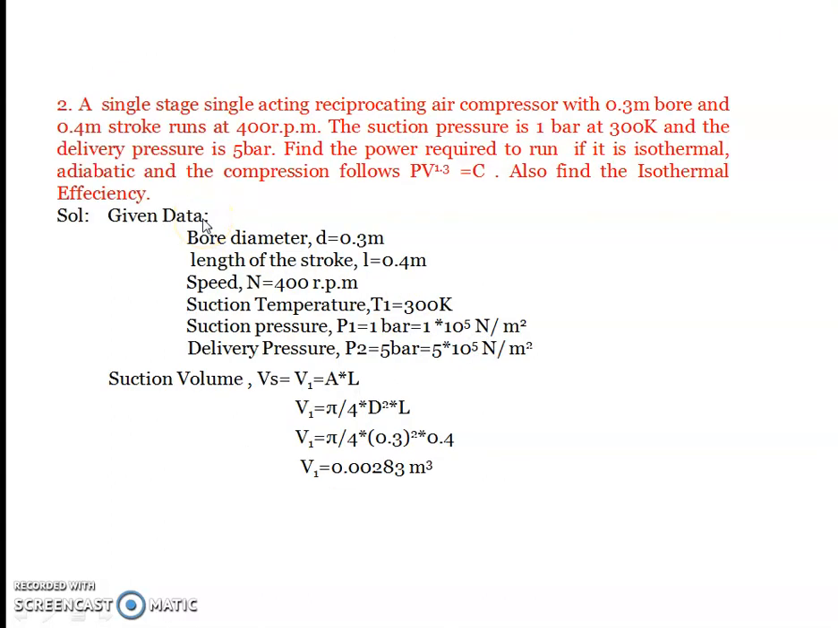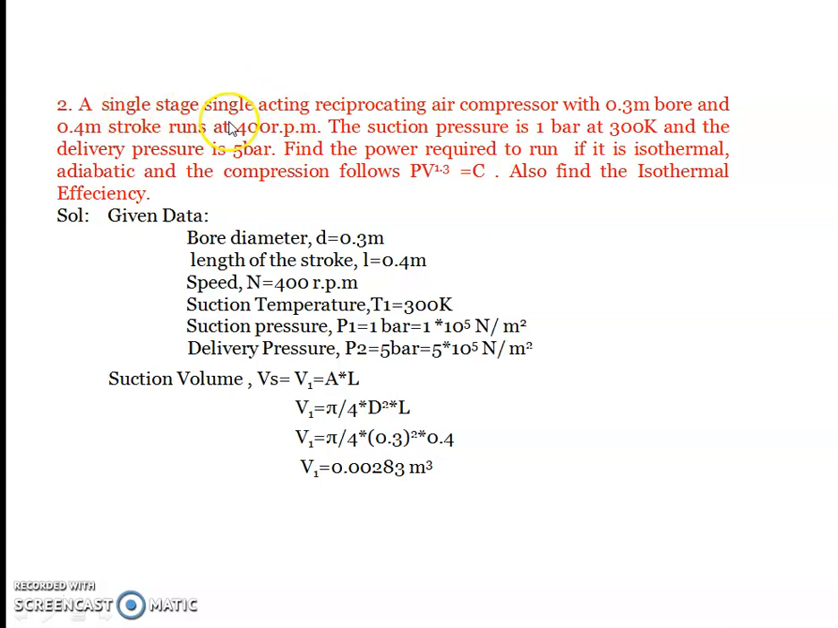And the second problem is a single stage reciprocating air compressor with 0.3 meter bore and 0.4 meter stroke, running at 400 RPM. The suction pressure is 1 bar at 300 Kelvin and the delivery pressure is 5 bar. Find the power required to run if it is isothermal, adiabatic, and the compressor follows PV^1.3 = constant, and also find the isothermal efficiency. So this is the problem description.